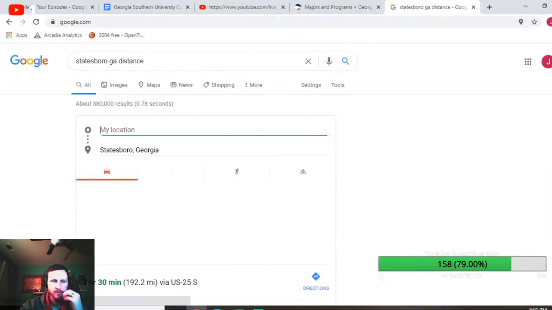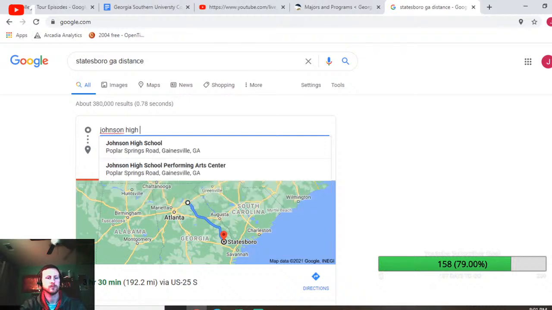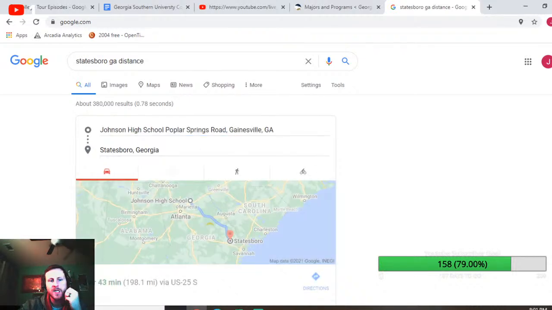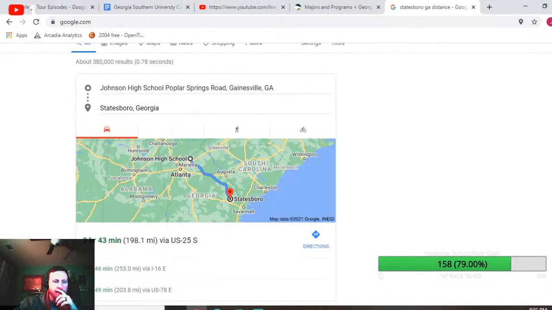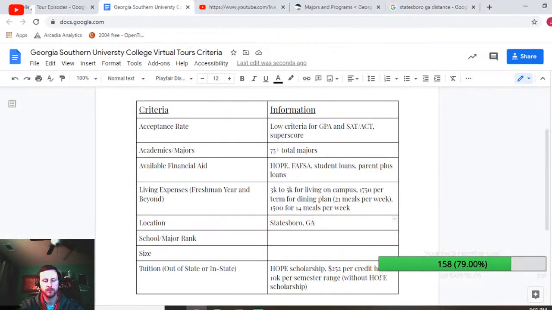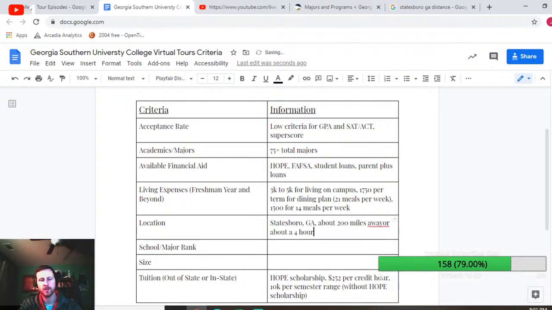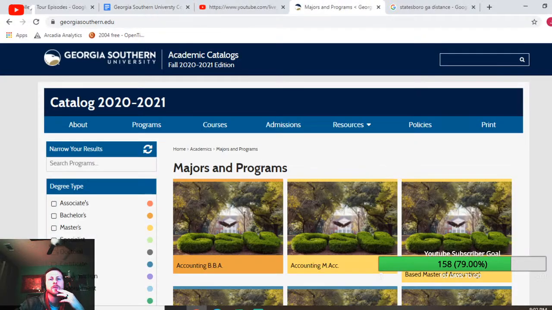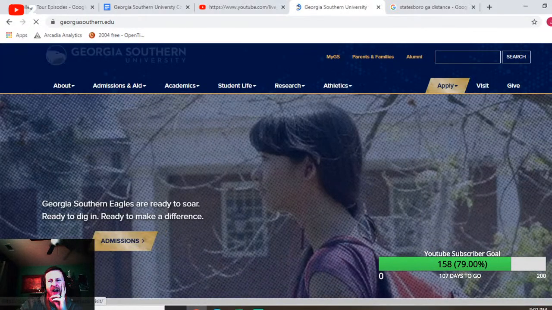Distance. Okay, so looking at about 4 hours or so, 200 miles away, or about a 4-hour drive. So it's far enough where you could have your distance, but it's close enough to where you could come back home. Probably not every weekend, but certainly maybe like once a month or something like that if you're interested. Let's look at size. Let's see what they've got in terms of how big they are.